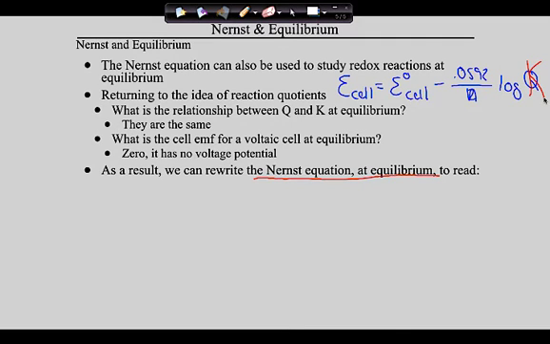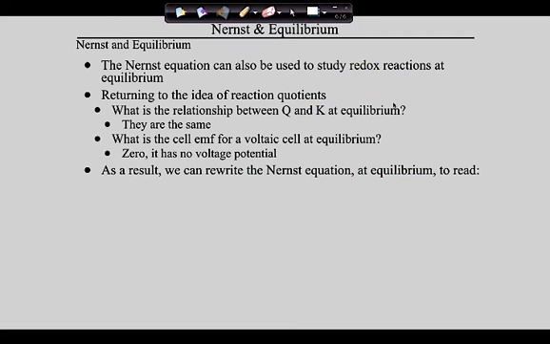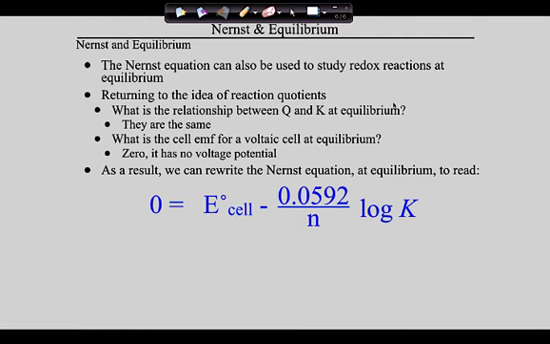Now, guys, what else do we know about equilibrium? The battery's dead, so what's the voltage? 0. Is that the E cell or is that E naught cell? That's this, so this is 0. So, guys, when we rewrite this, look at what we get. We get this.